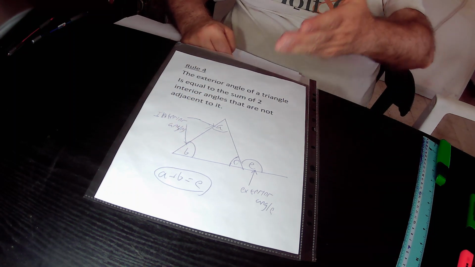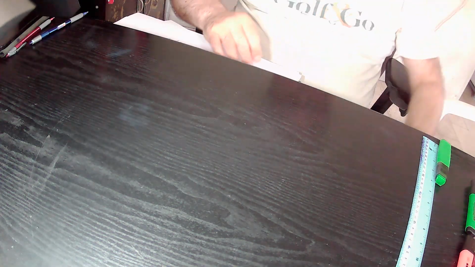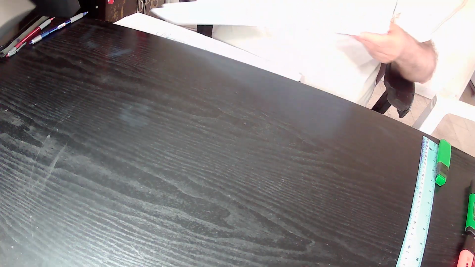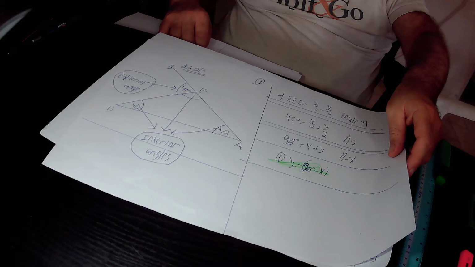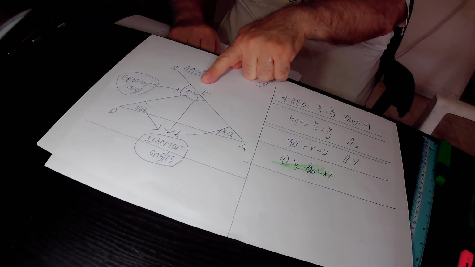So actually we can implement this rule in our drawing. This rule will apply in our drawing. Why? Because in our drawing we have the exterior angle BED. This is the exterior angle BED.